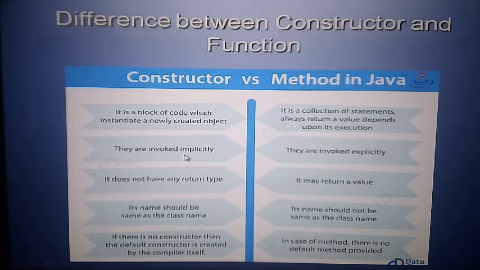Okay, but the two important points here: a function has a return type, but a constructor does not have a return type. A constructor always has the same name as the class, but a function does not have the same name as the class name.